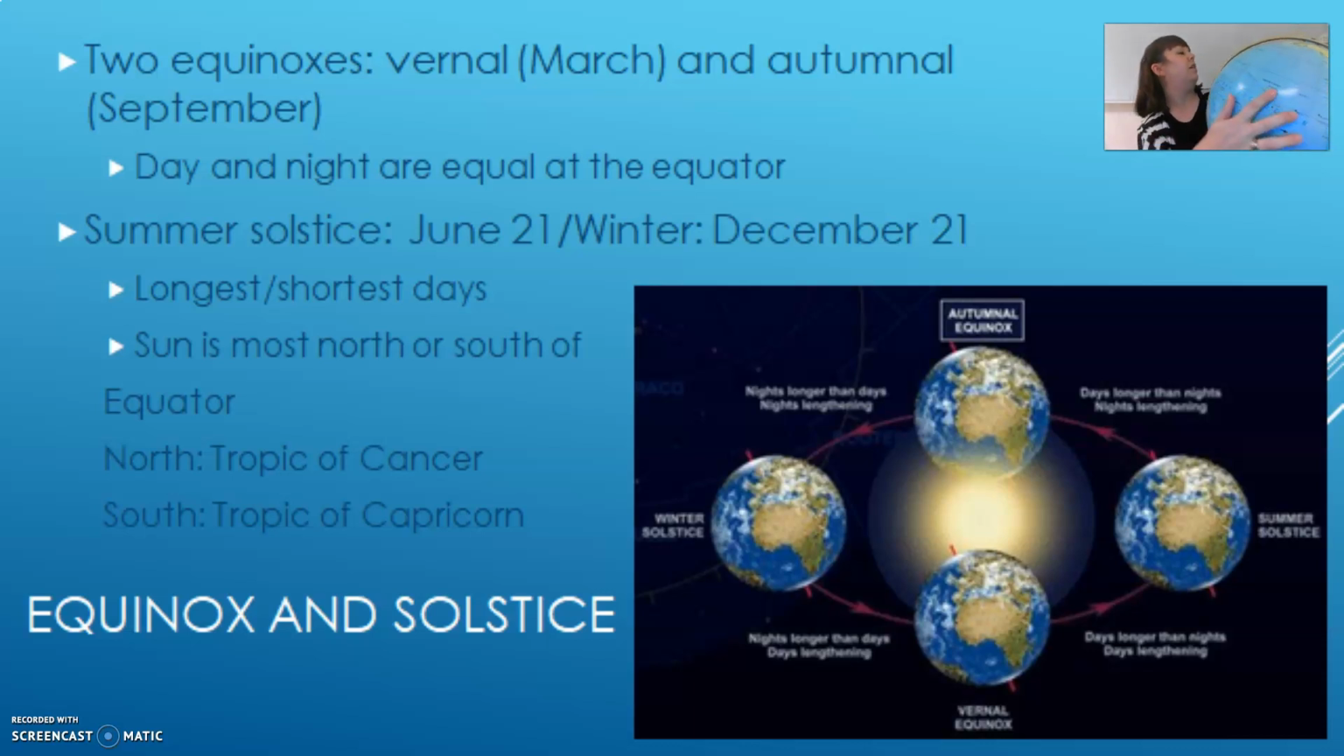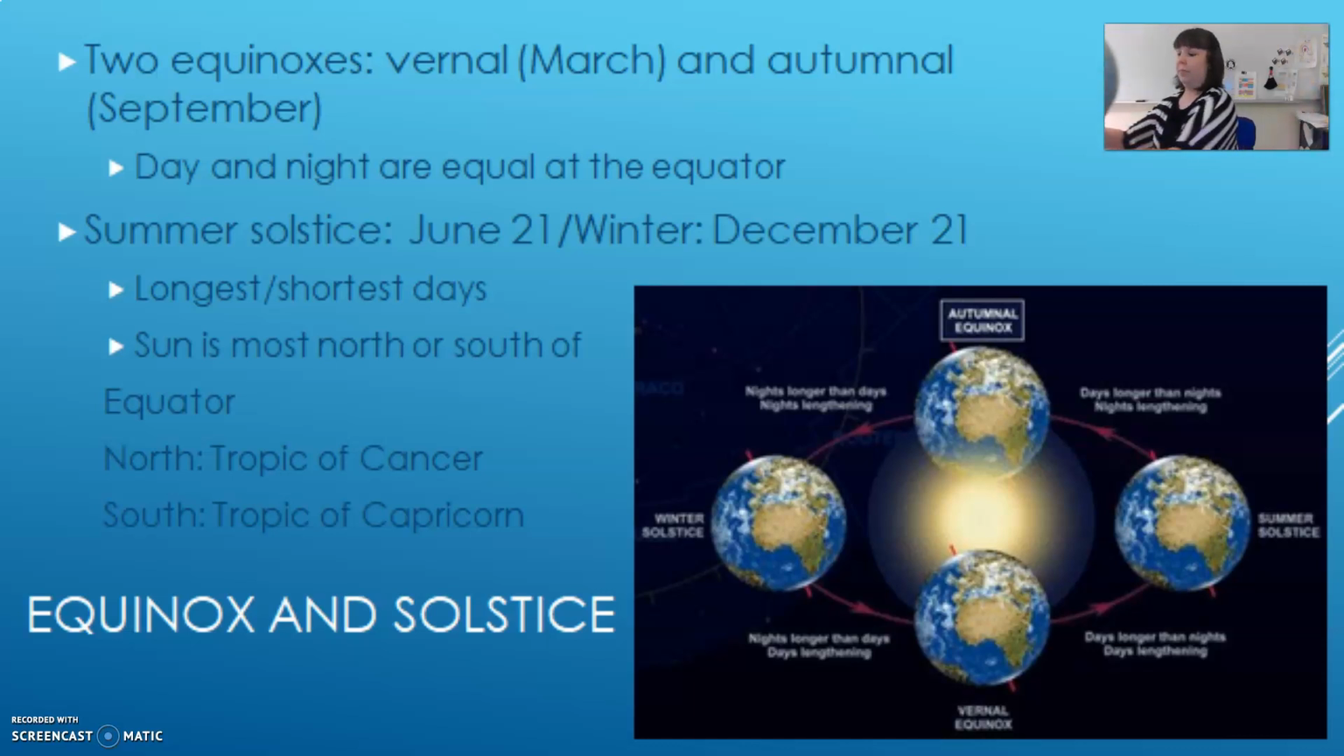So here is this little dashed line right here. There's a label right there you can see is our Tropic of Cancer. And then there's another dashed line down here on the bottom. That's our Tropic of Capricorn. And that is the most north and the most south that the sun goes.